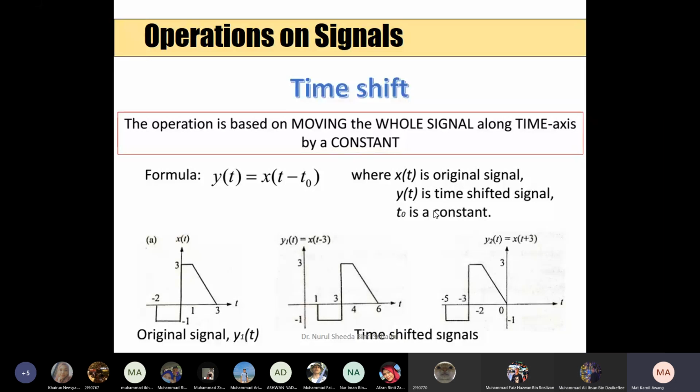For example, you have a signal shown there, which is x of t, where at -2, x of t is equal to -1 up to 0. Then at t equal to 0, x of t is equal to 3 until time is equal to 1. Then after that, it constantly reduces from 3 to 0 at t equal to 3. So this one, right?